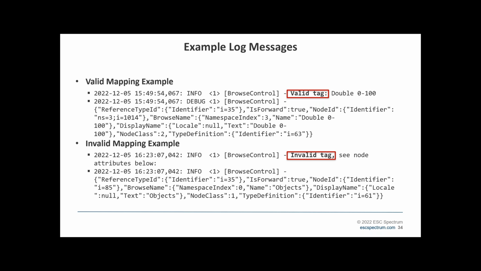Here are examples of a valid mapping and an invalid mapping, and the log messages that are returned for each one.